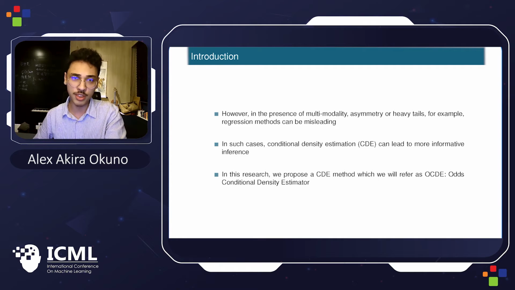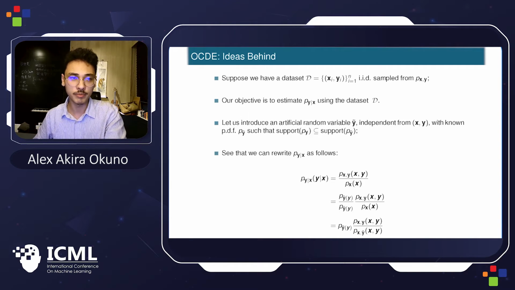However, for distributions that aren't well-behaved, for example, that show multimodality, asymmetry, or heavy tails, regression methods can be misleading. In these cases, conditional density estimation can be a better approach to do inference. In this research, we propose a CDE method, which we refer to as OCDE, Odds Conditional Density Estimator.